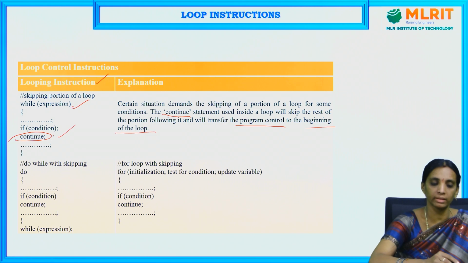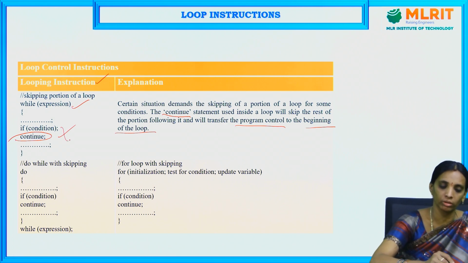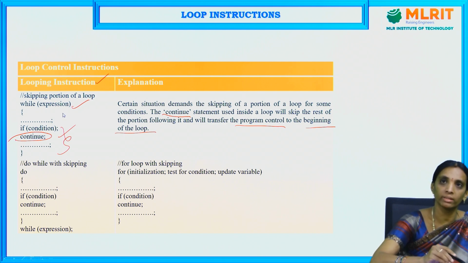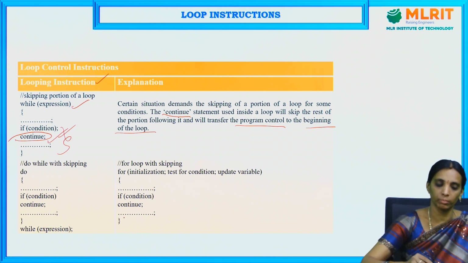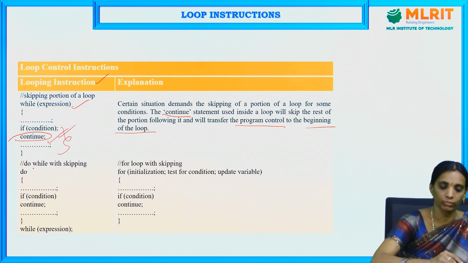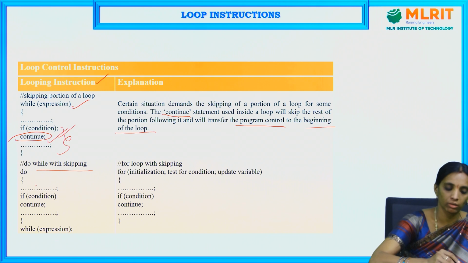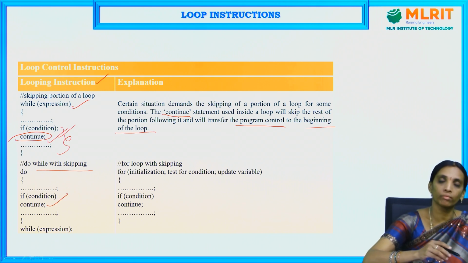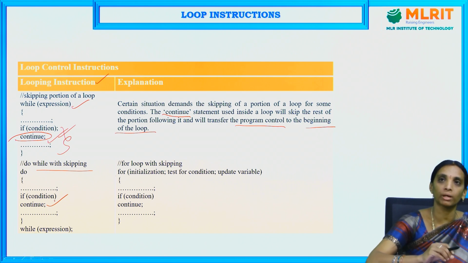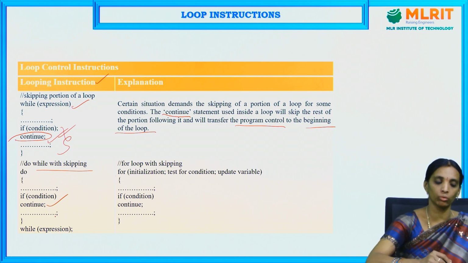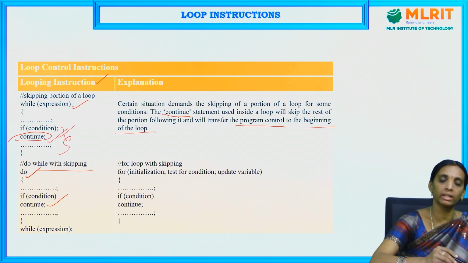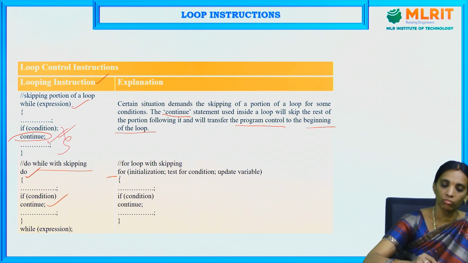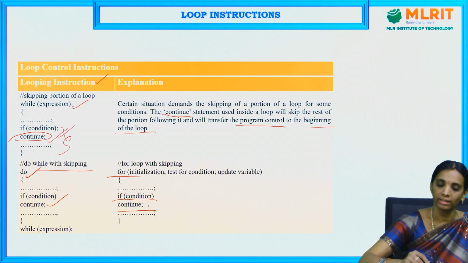That means we want to skip the rest of the portion so it is not executed, and we will move to the beginning of the loop. In those cases we will use the continue statement. Here, do while with skipping: also we need to use the continue statement for skipping the execution in the do while, to skip some part of the program execution in the do while loop, and we start again from the beginning of the loop. Here this is the for loop with skipping and continue.